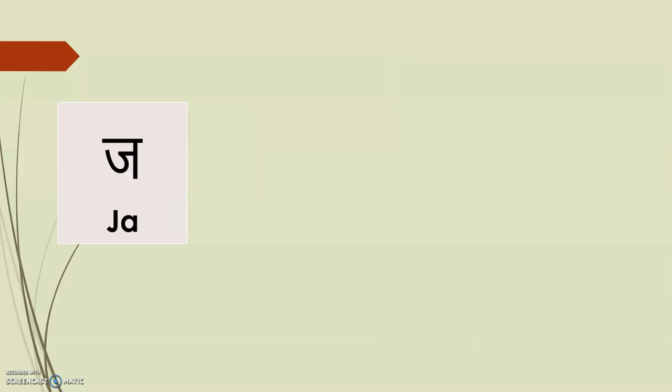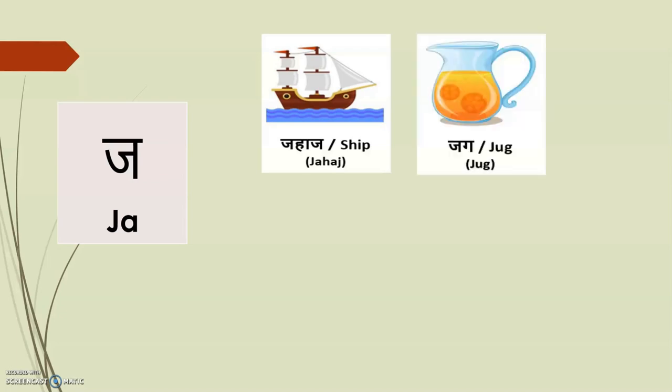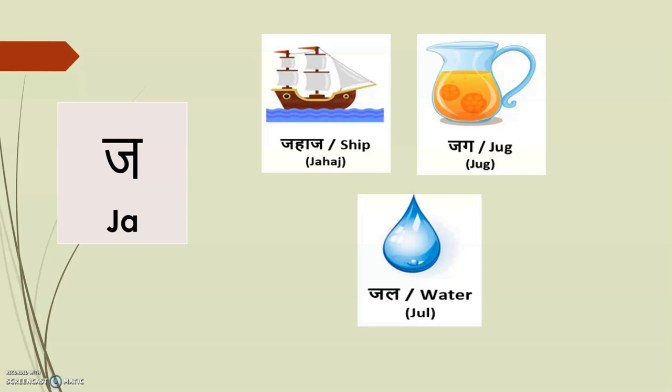If we go to the next letter that we see here, it is J. In the first picture, we can see a ship, which is called Jahaj in Hindi. In the next picture, we can see a jug. In Hindi also, it is called jug. In the third picture, we can see water, which is called jal in Hindi.